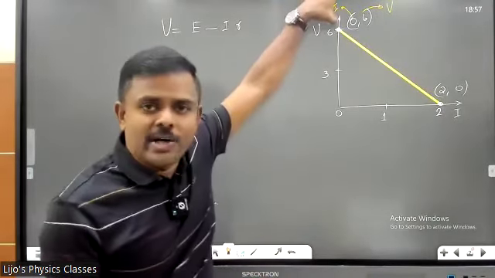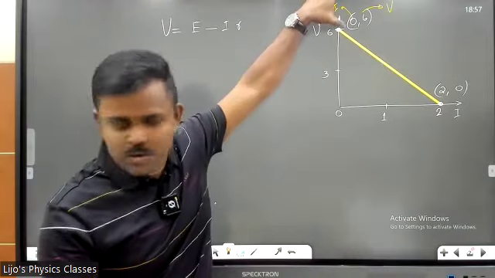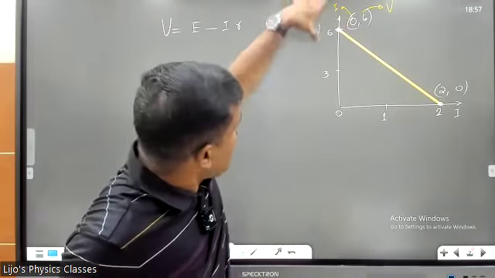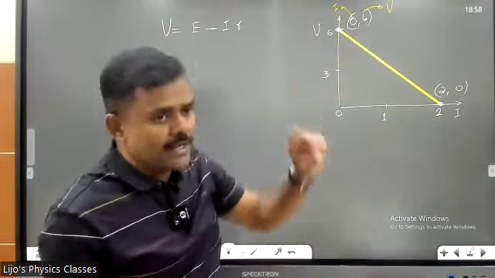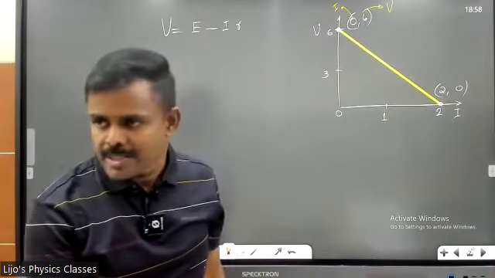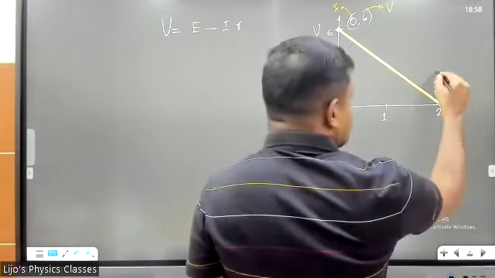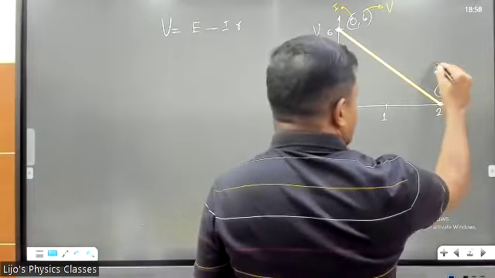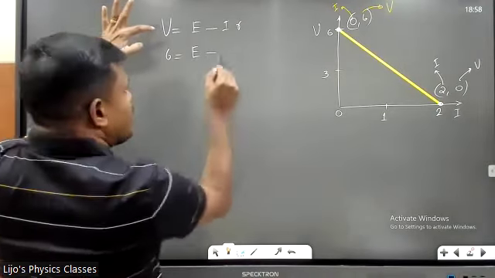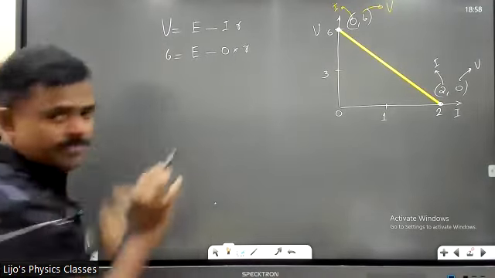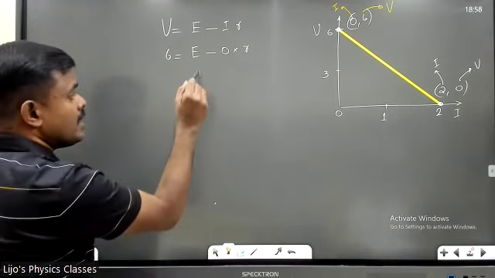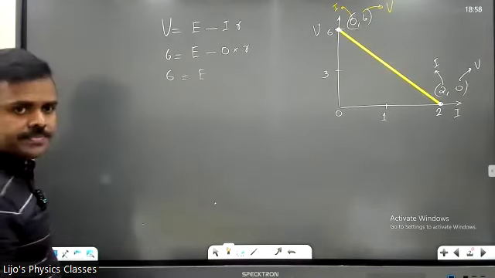This coordinate is (0, 6), which means the x coordinate is I and the y coordinate is V. Into this equation, I put this condition. Tell me what you get. What is V there? 6 is equal to E minus 0 into r. So you get E equal to 6.